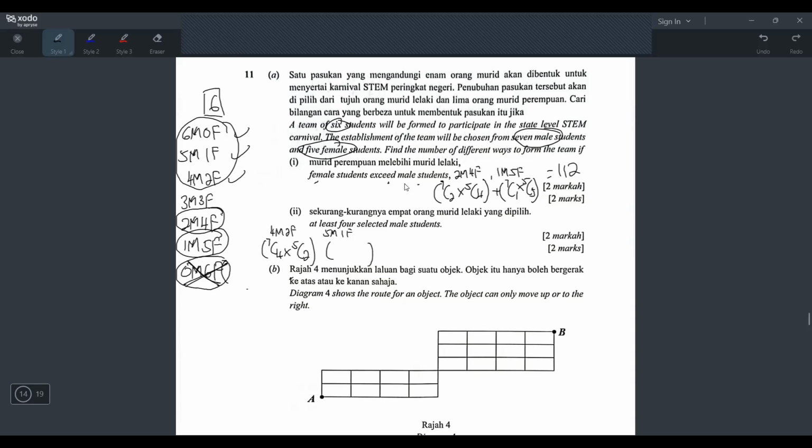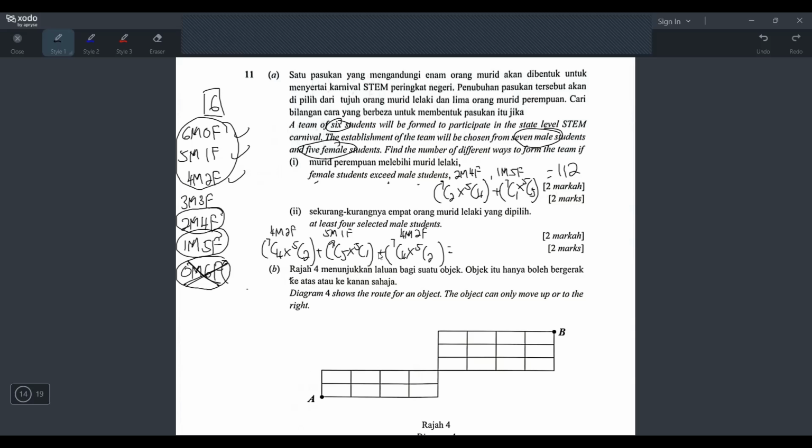And then same thing, 7 male, so 7C5, total 5 female, choose 1, so 5C1 times together. And then the last one is 4 male, 2 female, but the total male got 7, so 7C4 times with 5 female, choose 2, so 5C2, and then plus together. So this one is 4 male, 2 female. And then just press the whole thing, and then you will get your calculator.